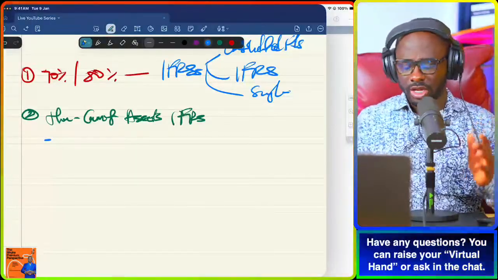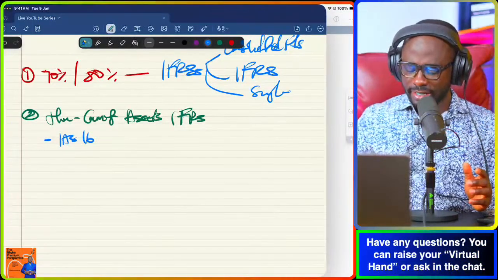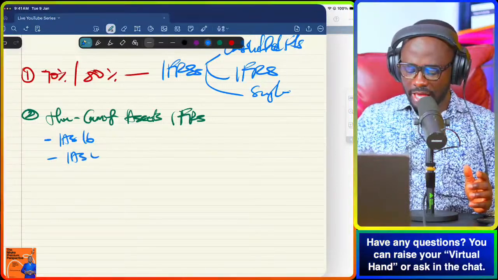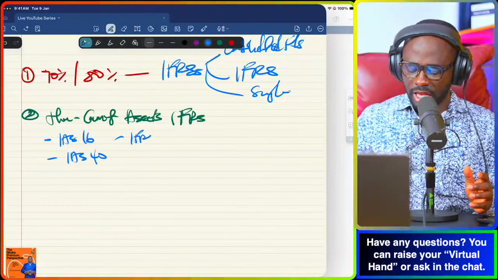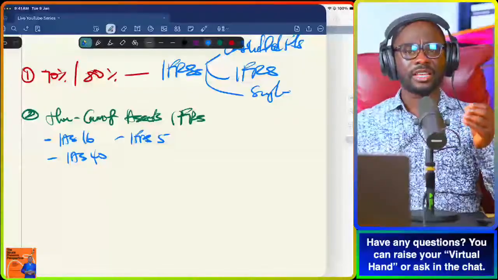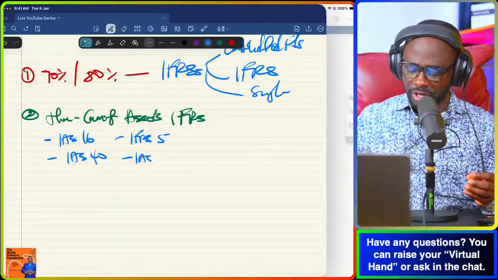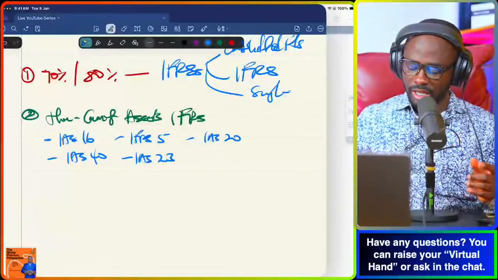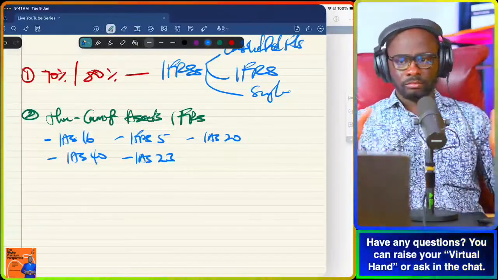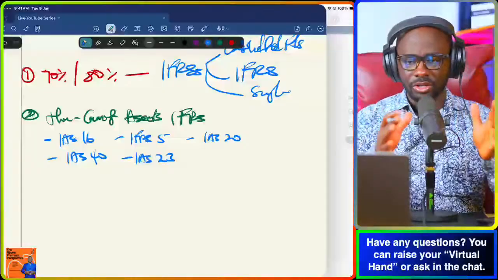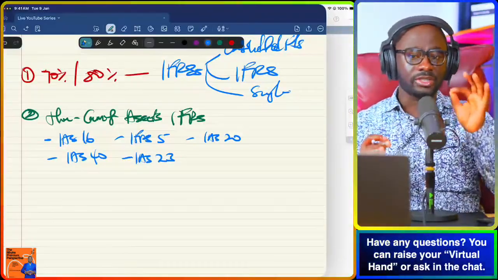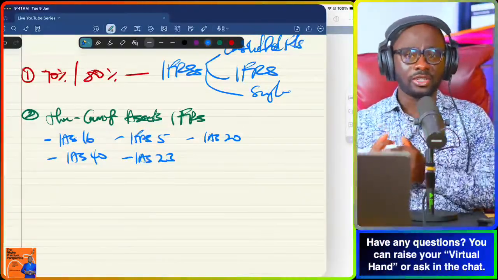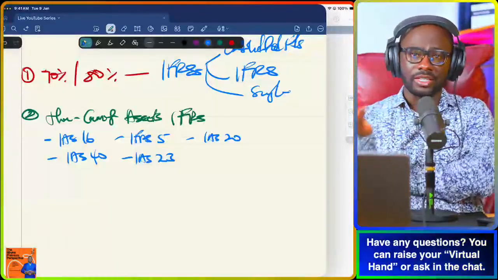And this is where we are talking about IAS 16 property, plant and equipment, IAS 40 investment property, IFRS 5 non-current asset held for sale, discontinued operation, IAS 23 borrowing cost, IAS 20 government grant in respect of that. So these are crucial non-current asset related accounting standards that whether I like it or not, you are going to be applying them in the exam hall.